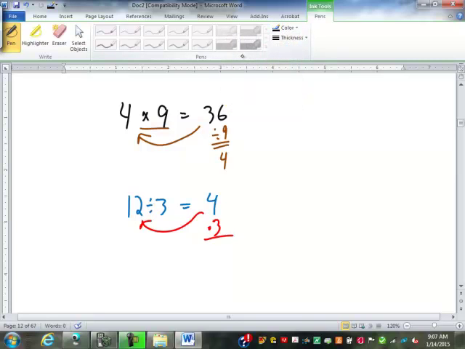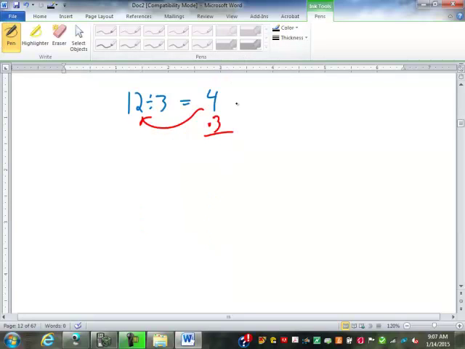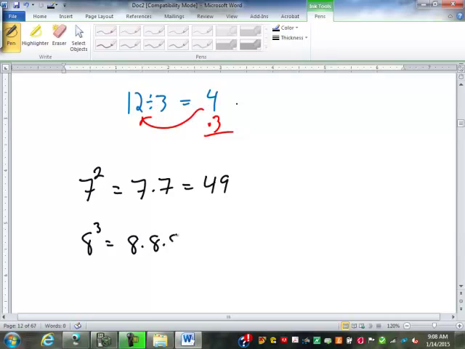Powers and roots are the same thing. We've seen powers. What does that mean? Well, 7 to the power of 2, or 7 squared, means 7 times 7, or 49. What if it were this? 8 to the 3rd power. What does that mean? That means 3 eights multiplied together, otherwise known as 512.